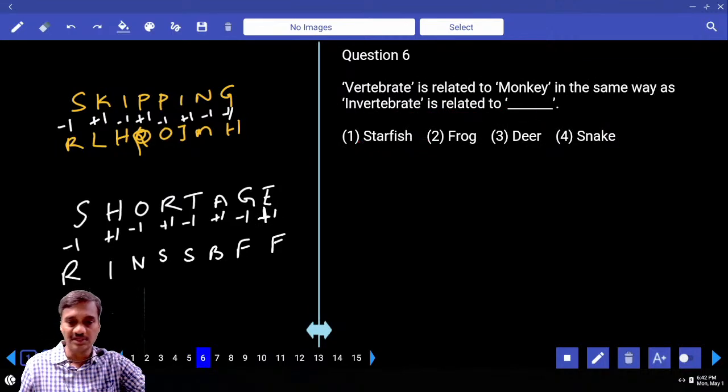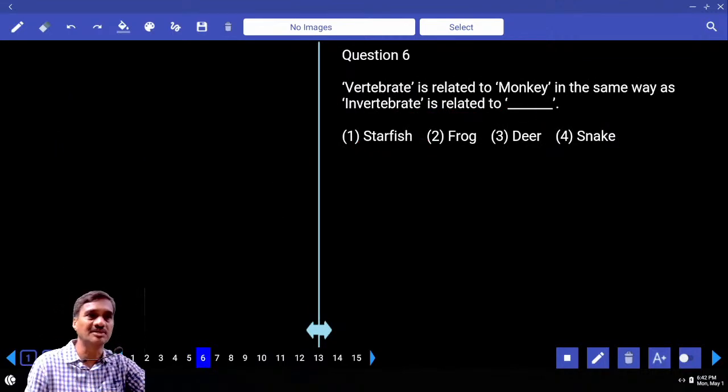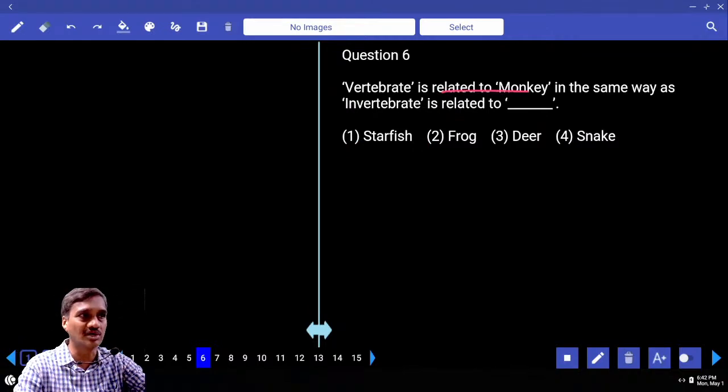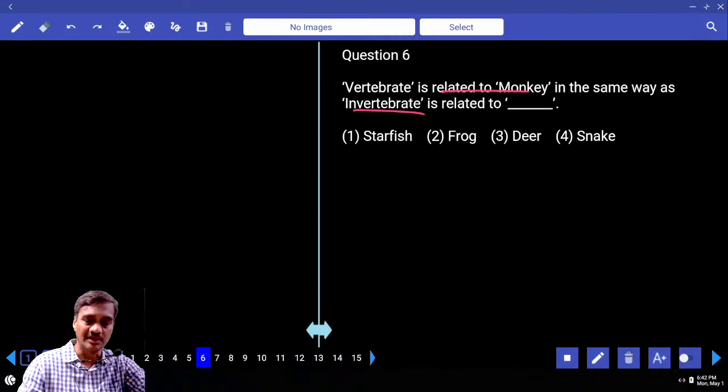Then sixth one, vertebrate is related to monkey. Then what do you mean by vertebrate? Now the animals that have a spine, they are called vertebrates. And invertebrate means which do not have a spine. And what is that one which does not have a spine? Starfish.